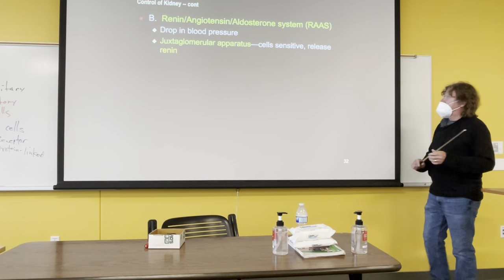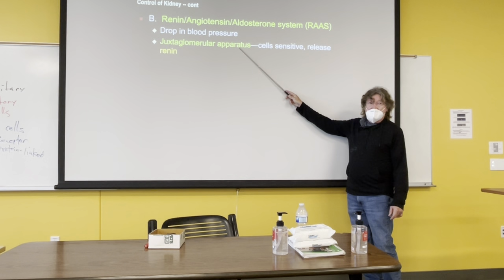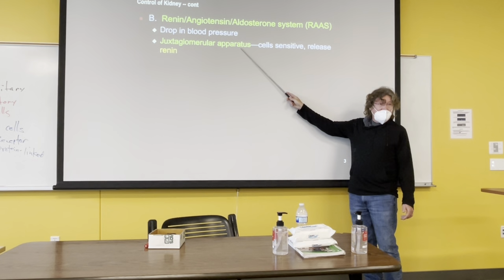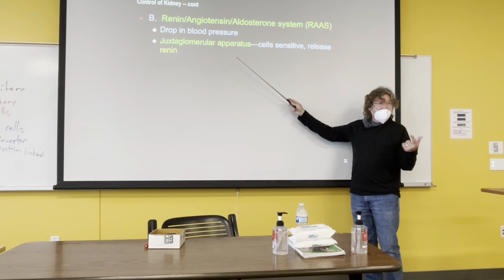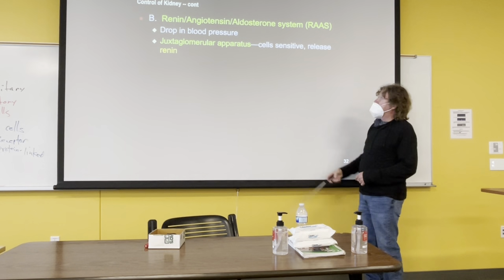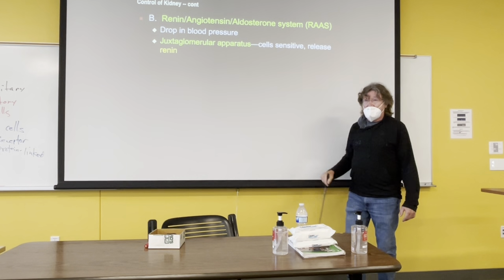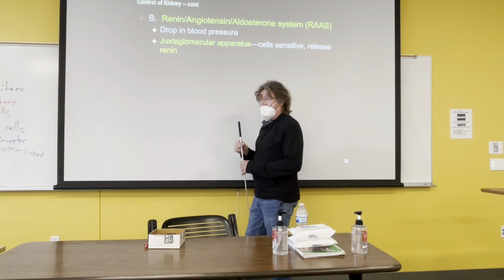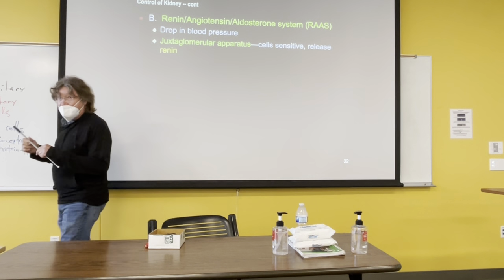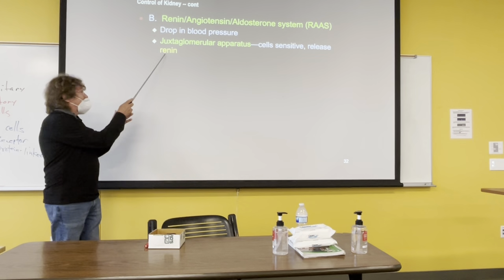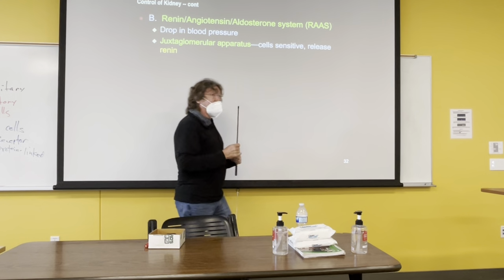Now, it's actually in the cells on the afferent arteriole, right next to the glomerulus, because that's the best place to test for blood pressure going into the glomerulus. There are special sensitive cells called the juxtaglomerular apparatus, and they can detect changes in blood pressure. So when they detect a certain threshold of a drop in the blood pressure, they release an enzyme. They produce this enzyme called renin, and it's dumped into the blood.